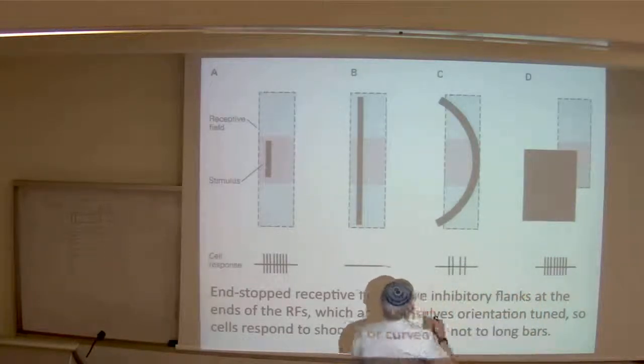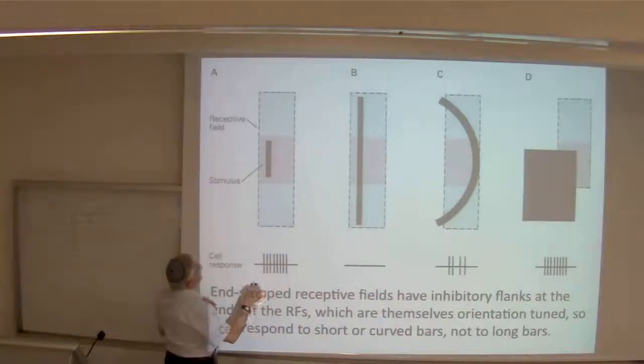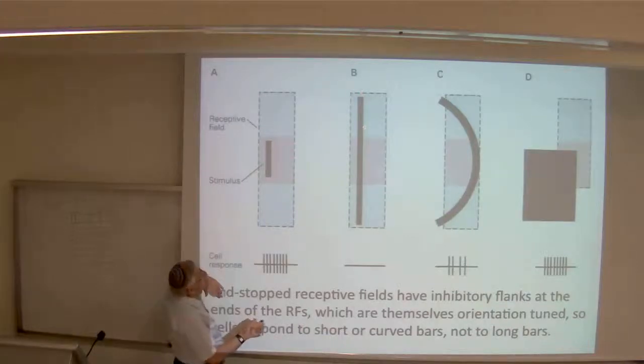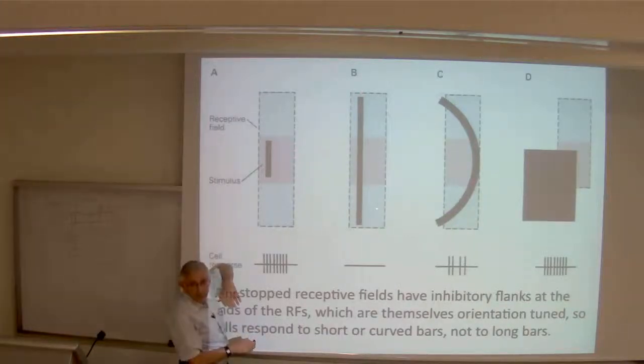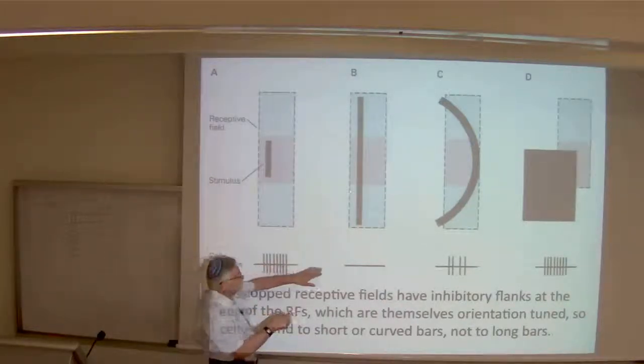In other words, besides having an excitatory region in the receptive field of the simple cell, there can be an inhibitory region at the ends. And those inhibitory regions also are orientation tuned. So they only inhibit when there's a line of that orientation there. So what's the response to this going to be? Big. What's the response to this going to be? Little.